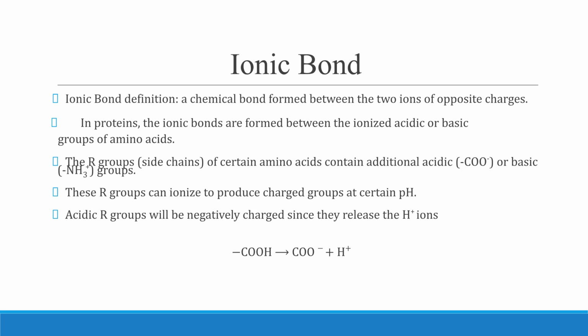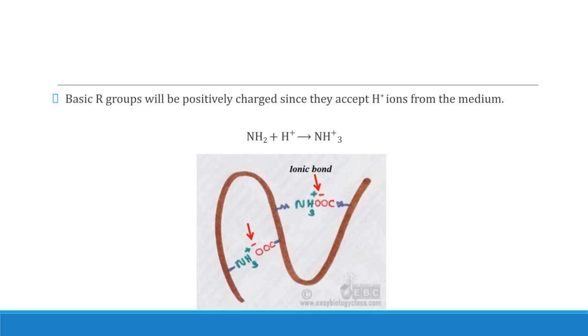Ionic bonds are chemical bonds formed between two ions of opposite charges. In proteins, they form between ionized acidic or basic groups in the amino acid side chains. Acidic R groups become negatively charged by releasing H+ ions. Basic R groups become positively charged by accepting H+ ions from the medium.